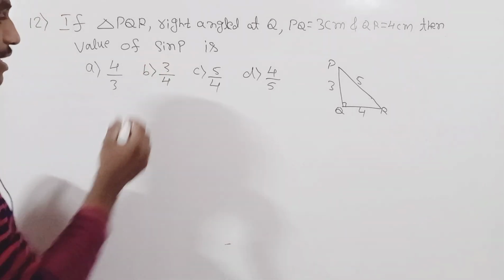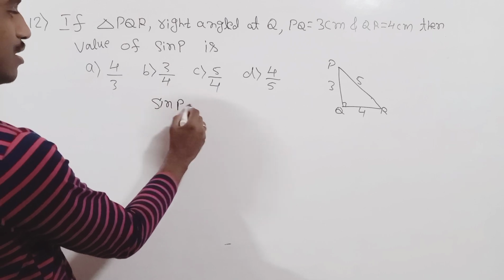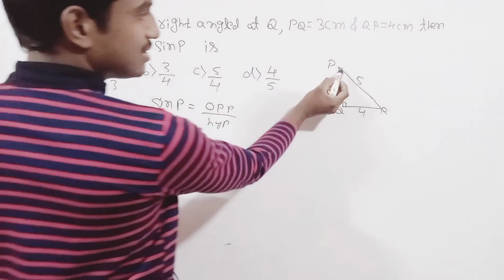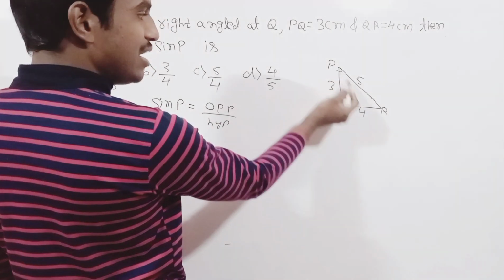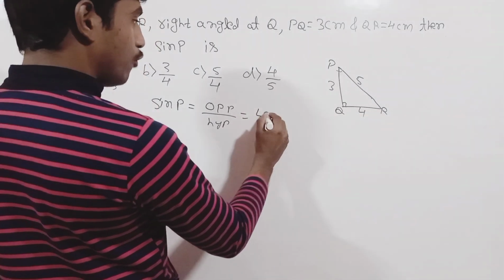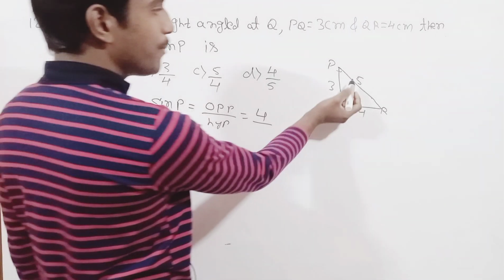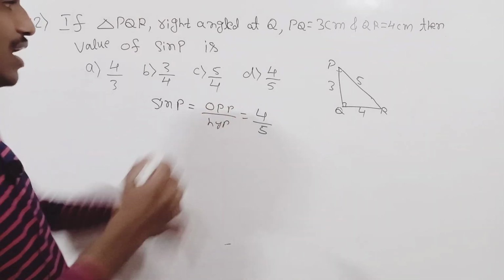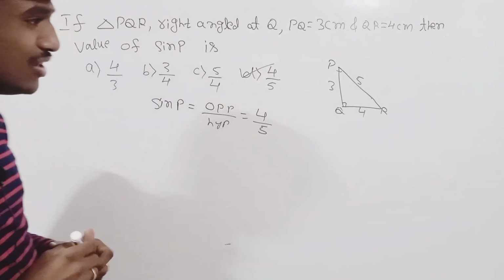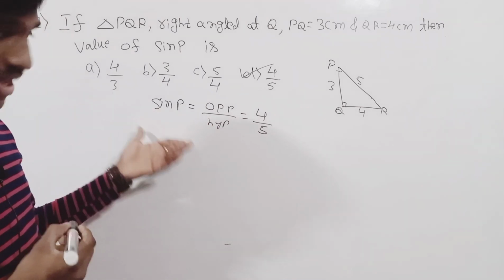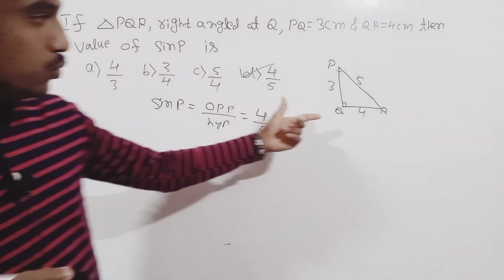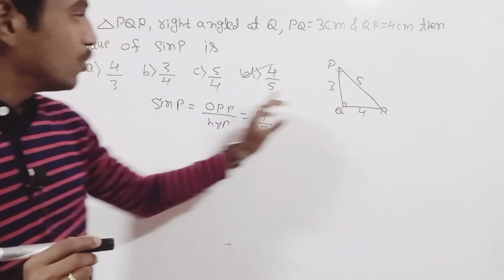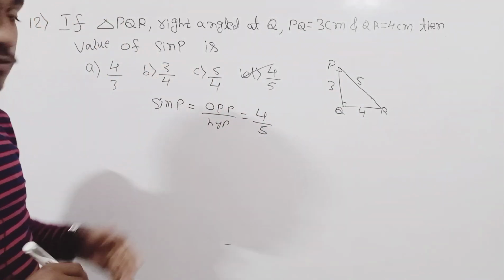Now we need to find the value of sine P. So sine P means opposite side by hypotenuse, opposite to the angle P. What is the opposite side for P? Which is QR, that is 4 centimeter. So 4 divided by hypotenuse. Here the value of hypotenuse is 5. So sine P will be 4 by 5. So the answer is 4 by 5. So in this way we find the value of sine P. In the same question, if they ask sine R, then the opposite side will be 3, so 3 by 5. So like that, based on what value they have asked, you need to find accordingly.